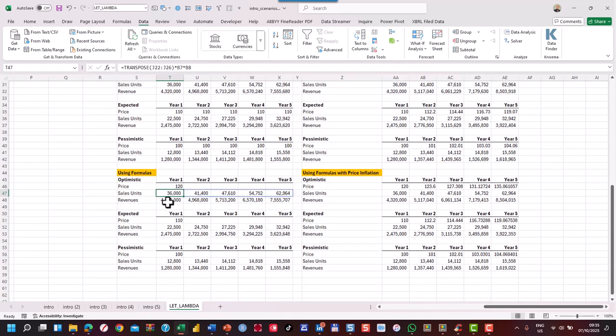Keep it very straightforward, and it doesn't need to be complicated, because they've done all the work already. And then the revenues, they are T46 times T47. And it's a dynamic array function because of the hash symbol there. So I don't need the dollar signs. And you'll see something very similar for expected and very similar for pessimistic.